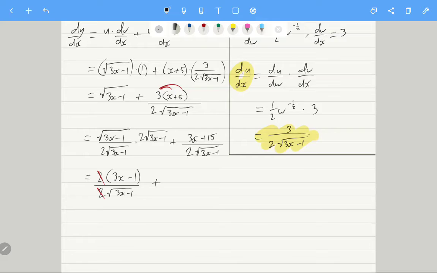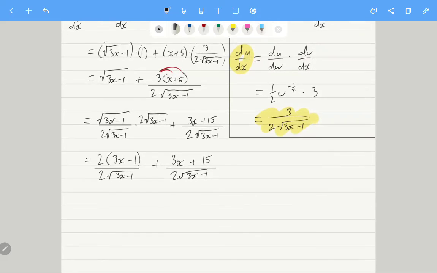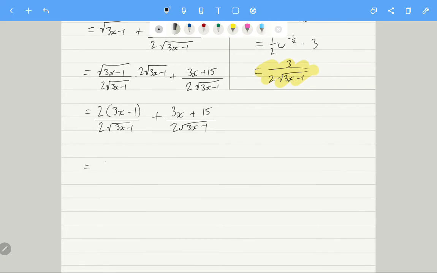Oh, actually, I'm not going to cancel those out, because that would be terrible. If I cancel the 2 from the bottom, then I wouldn't be able to add the fractions together. So I'm going to leave the 2 there for fraction purposes. And now I've got 3x plus 15 all over 2 root 3x minus 1. They have the same denominator, so I can add the tops. So I get 2 times (3x minus 1) plus 3x plus 15 all over 2 root 3x minus 1.